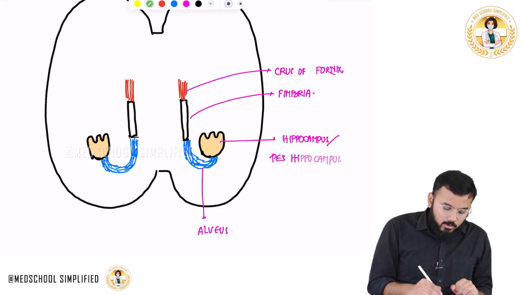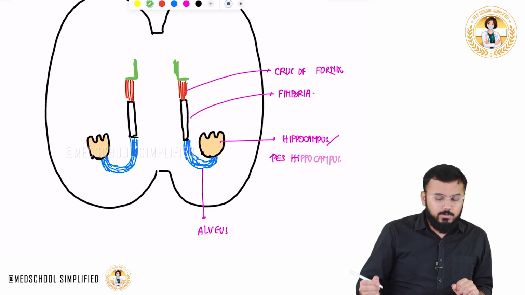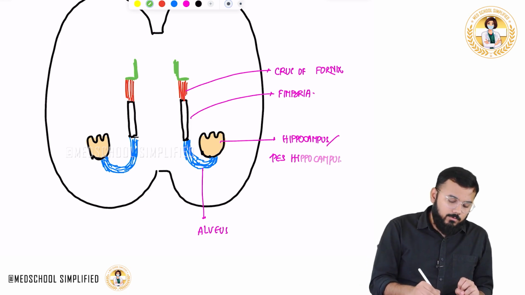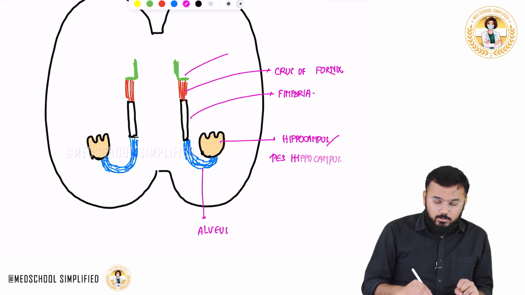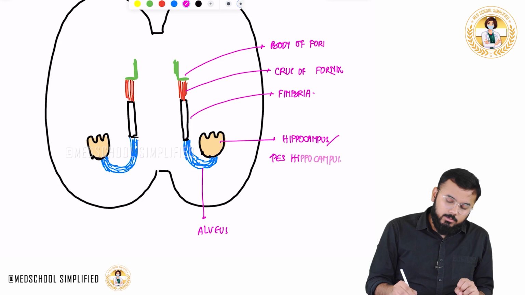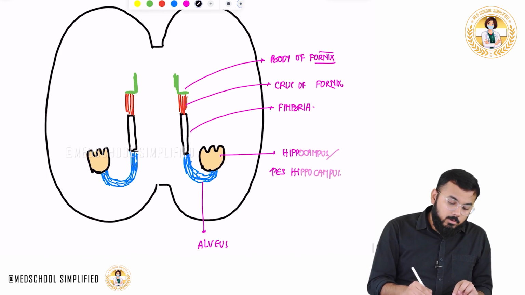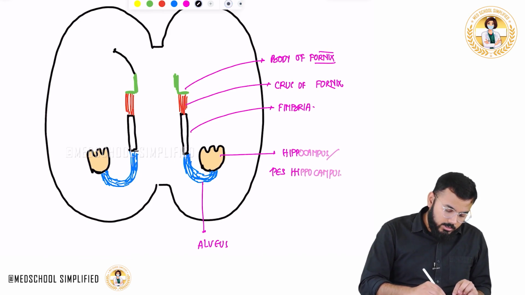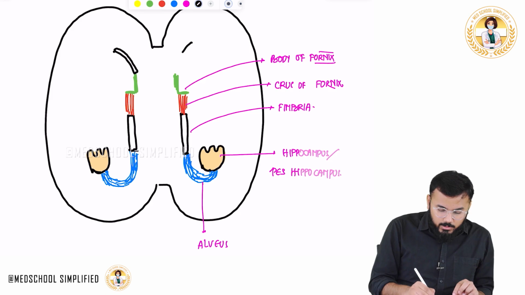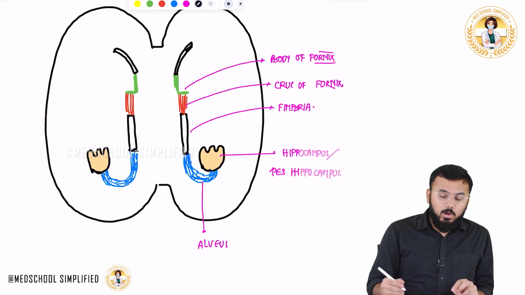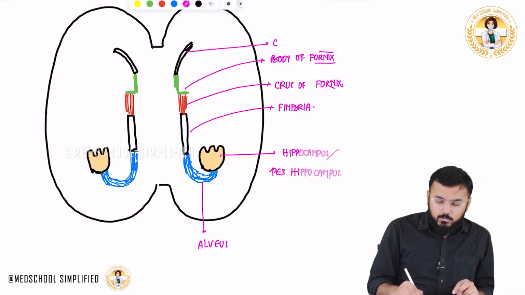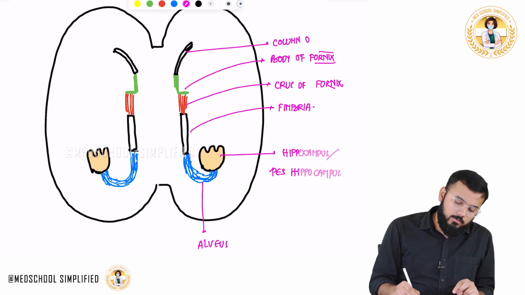Next, above this crus of the fornix, you see this inverted L-shaped structure. This is called the body of the fornix. So one is called the crus of the fornix and the other is called the body of the fornix. Next, above the body of the fornix, you see this particular structure here, which is called the column of the fornix.